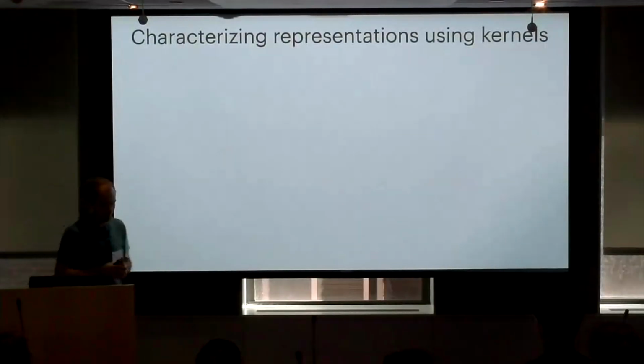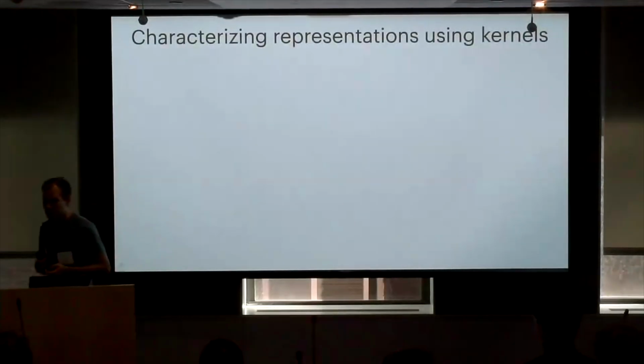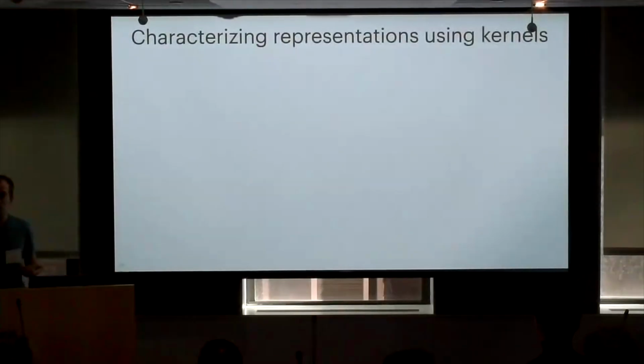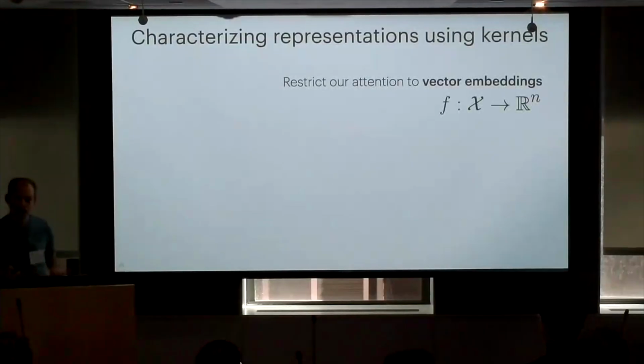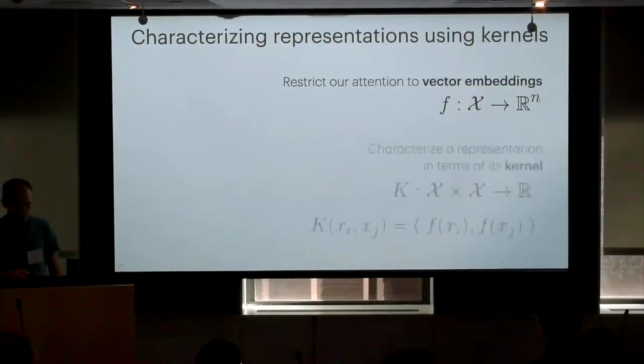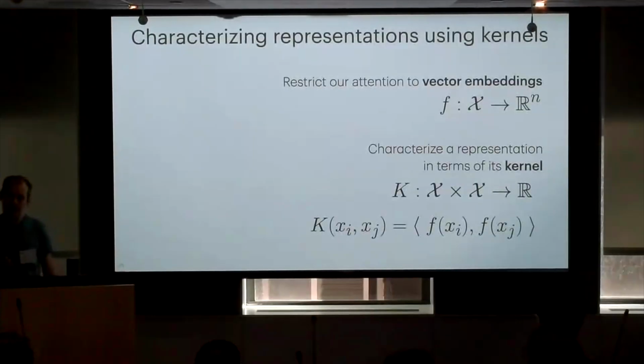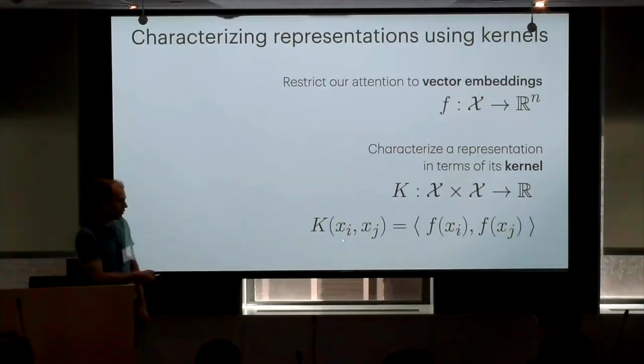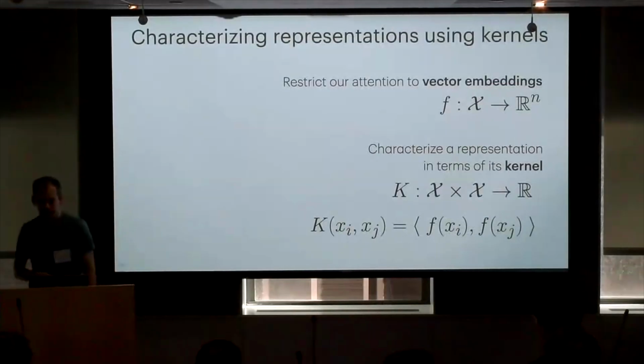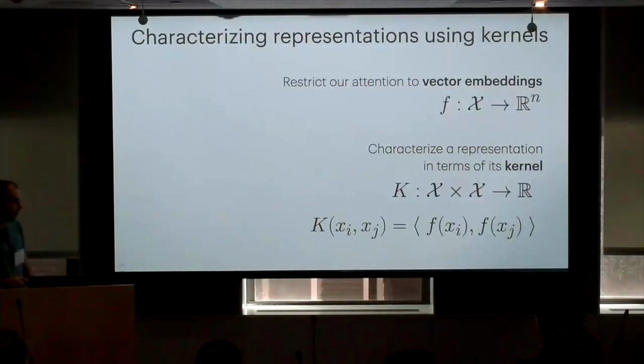Okay, so let's get a little more into the details of how we can characterize representations in terms of their distance structures. And we're going to use kernels. So we're going to restrict our attention to the vector embedding types of representations. But the thing that we will be analyzing is the distances that embedding induces under an inner product on that space. So the kernel over the representation under this mapping f, x goes to R^n.